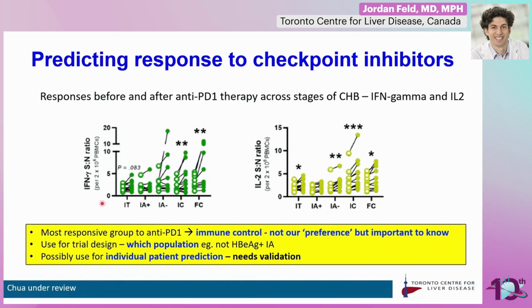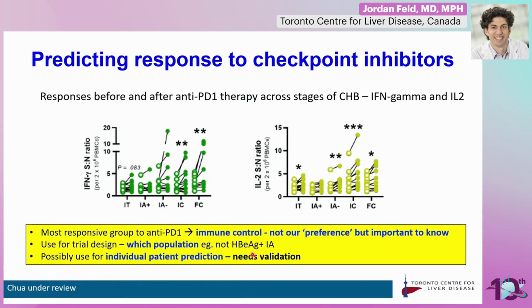And you can see both here with interferon gamma, and interestingly this study suggests that actually IL-2 responses are probably more relevant. But this is helpful for a few things. First of all, you can see from these data, which we don't know are actually predictive of response, that the patients in the inactive carrier or immune control phase might not be the group we want to give a therapy like this, but at least from these data, it looks like they're the ones most likely to respond. It's important to know that, so we don't go into the wrong population.